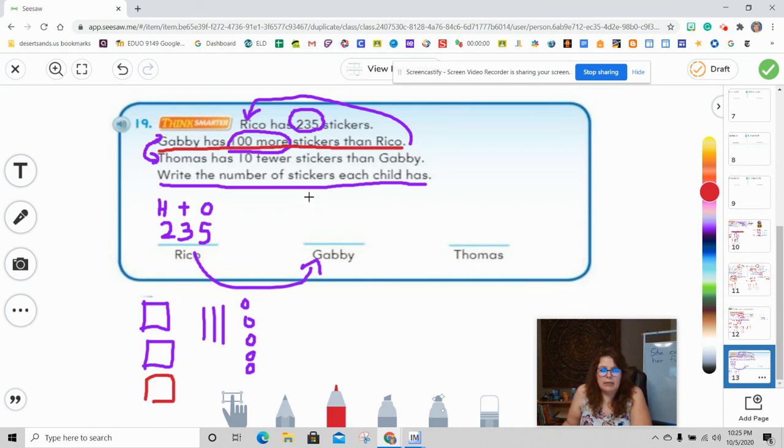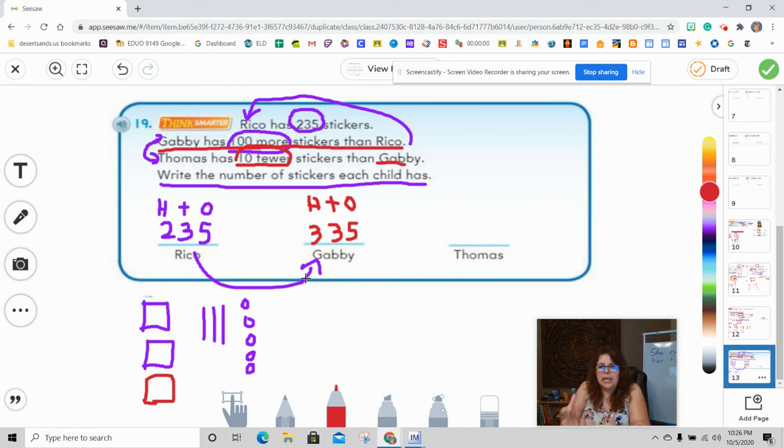Now I see that I put HTO and I have now 3 hundreds. I still have the 3 tens and I still have the 5 ones because I didn't do anything to that. So now in order for me to find out about Thomas, remember how we said Gabby and Thomas were related? I use the same picture because it's already there. I just need to know what Thomas has. Thomas has 10 fewer stickers than Gabby.